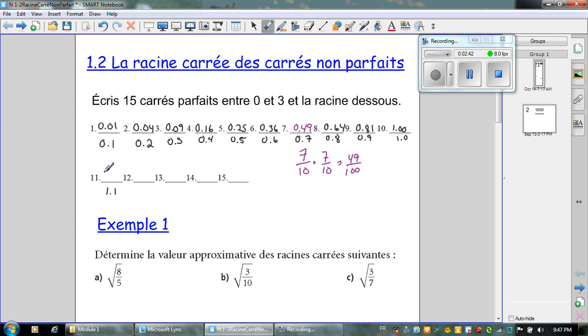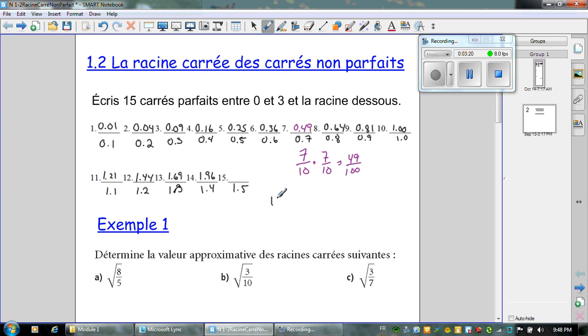So 11/10 squared would be 121 hundredths. Afterwards, I would go to 12/10, which would be 144 hundredths. 13/10. So 13/10 squared would be 169 hundredths. 14/10 squared. So 14/10 multiplied by 14/10 would be 196 hundredths.